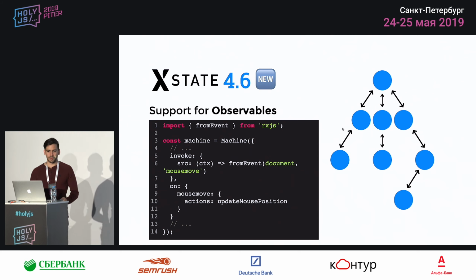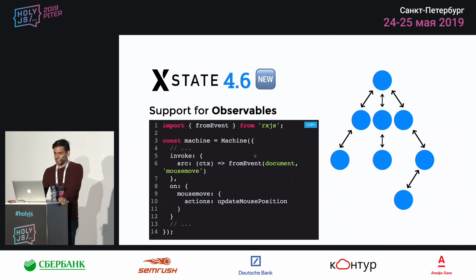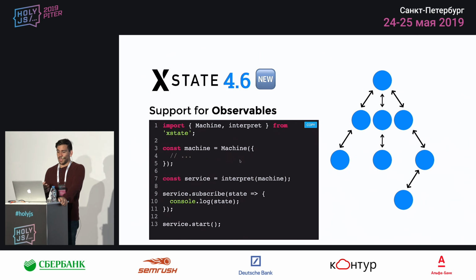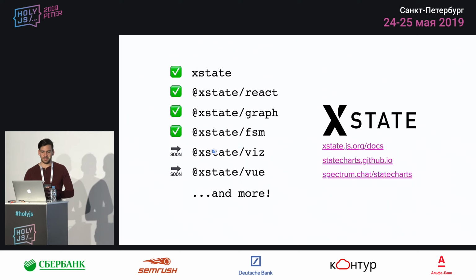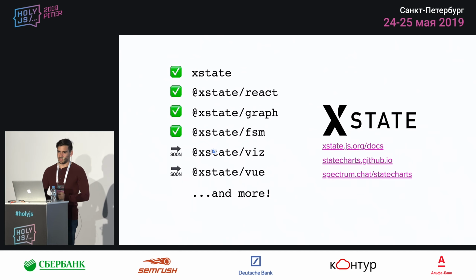There's also support for observables in the coming version, in which you could just place an observable directly in there and be able to listen to its events. Plus, an interpreted machine is also observable, because it has that subscribe method. Now, there's a lot of great stuff coming to XState and a lot of stuff that's also released.